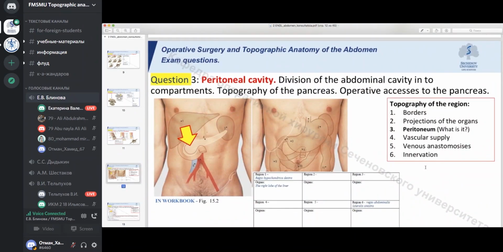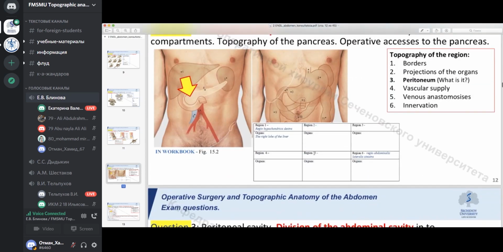The peritoneal cavity is a part of the abdominal cavity which is formed by the parietal peritoneum. The peritoneal cavity is divided into two compartments by the transverse colon and mesocolon. The superior compartment contains the spleen, the abdominal part of the esophagus, the stomach, the superior part of the duodenum, the liver, the gallbladder, and the pancreas. The inferior part contains parts of the small and large intestine.